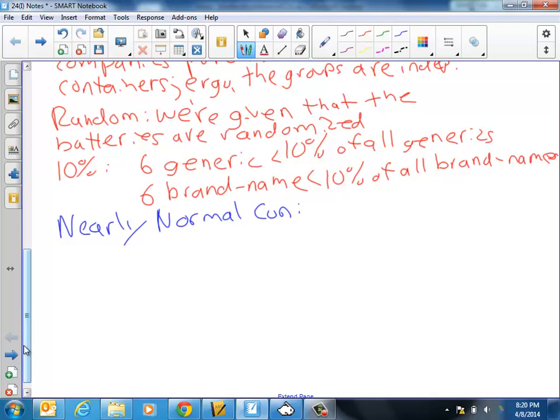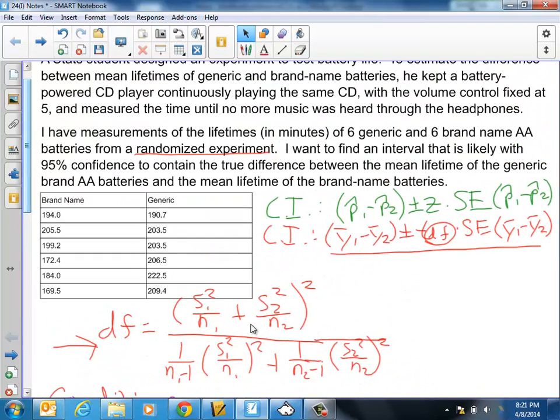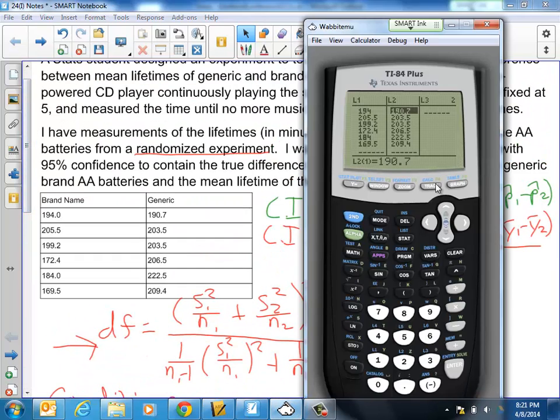Okay, and let me go ahead and show you what I did here to meet these two conditions on Wabbit. Let me turn this on. Let me go Stat, Edit, and let me scroll back up. I set this up earlier. Let me just double check that the data looks good.